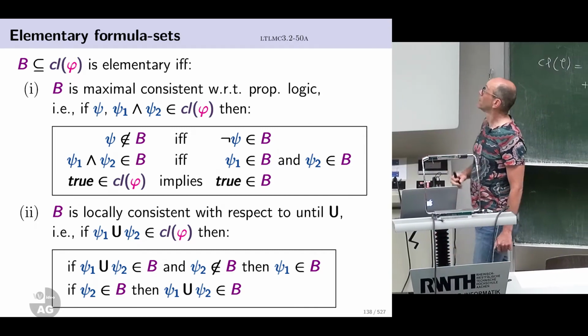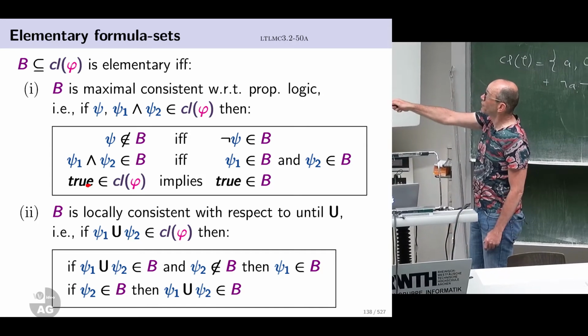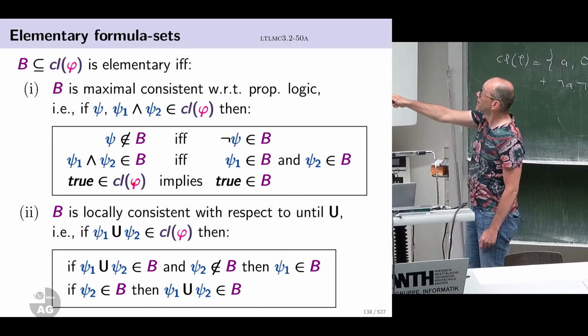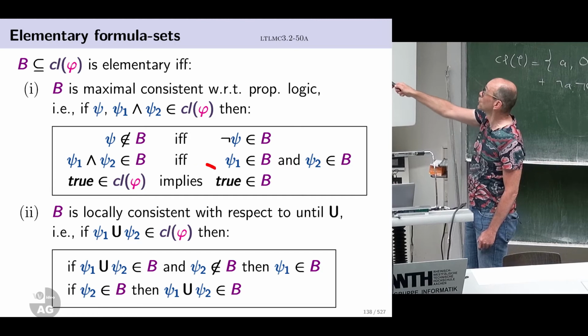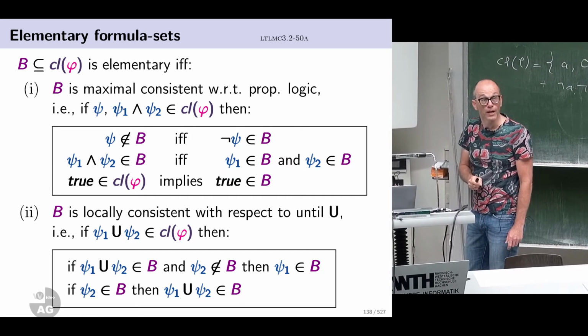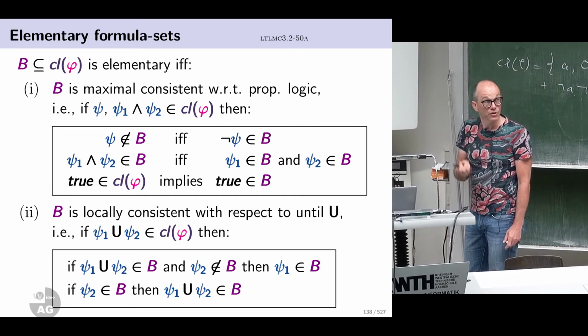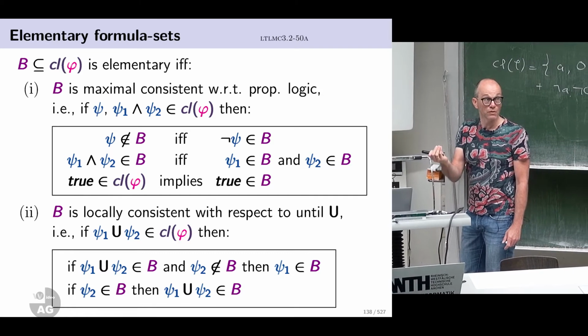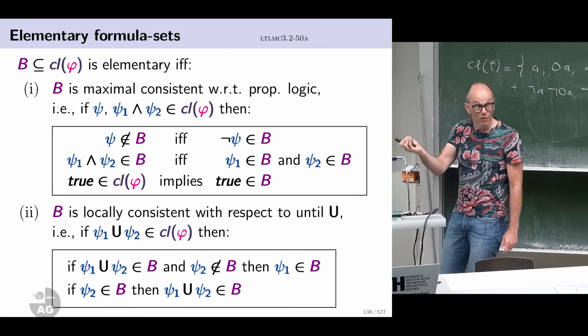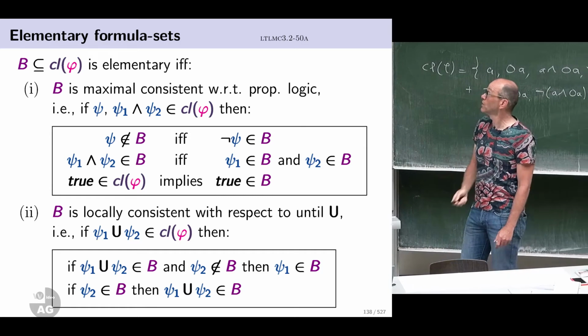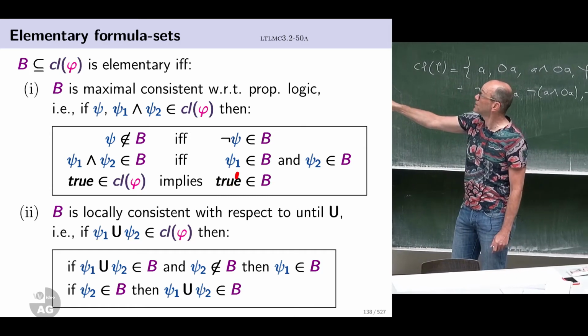Otherwise, the set is not elementary because you don't fulfill this condition. And the third line says, if there is a subformula true in the closure, then it's your obligation to always select this subformula, the intuition being that this subformula is always true. The set B will become a possible state in my automaton, and that simply means that this state satisfies true.